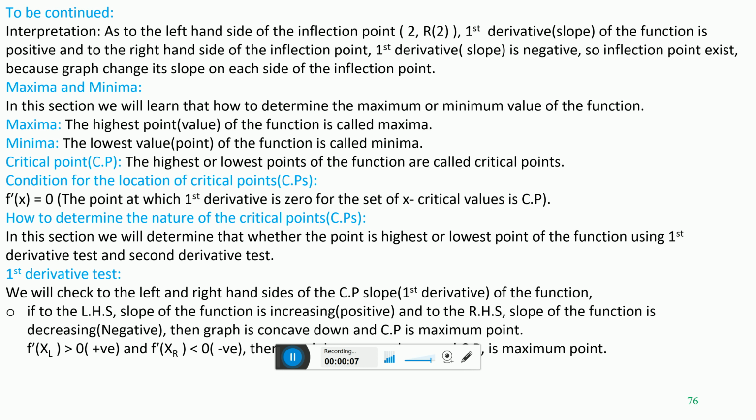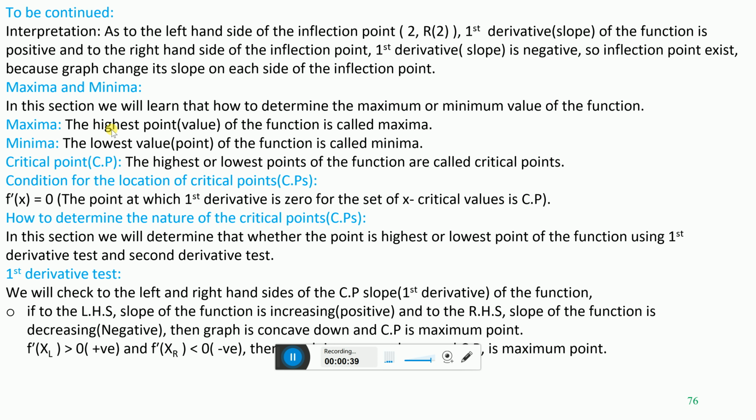In the previous lecture we were learning how to determine the location of the inflection point of the function and how to make sure of the existence of the inflection point of the function. Today we will learn about other terminologies of the optimization methodology, maxima and minima.